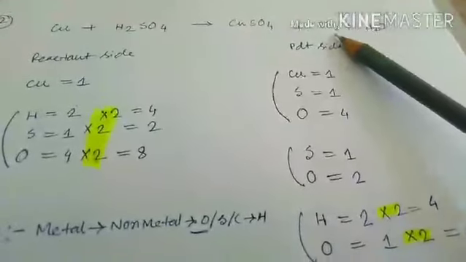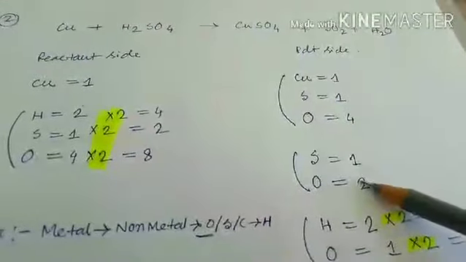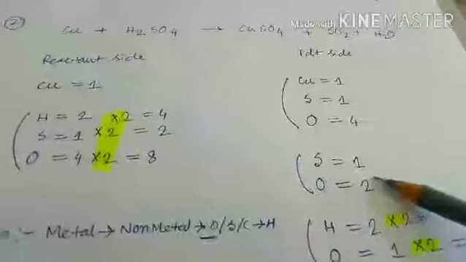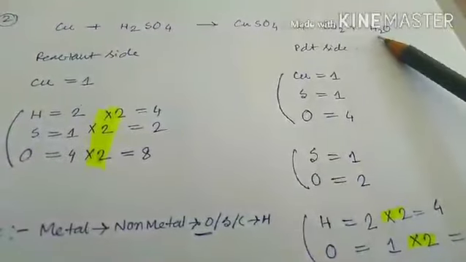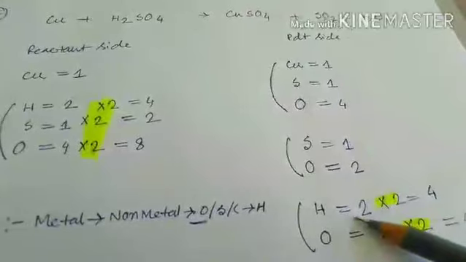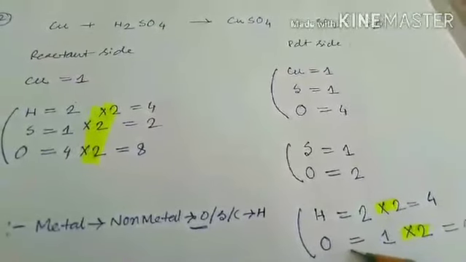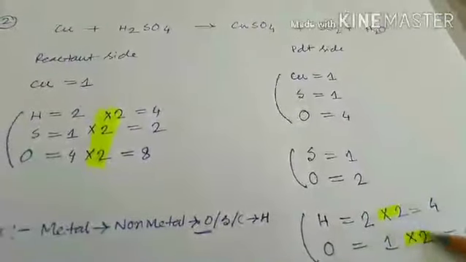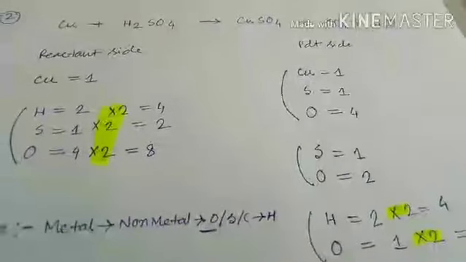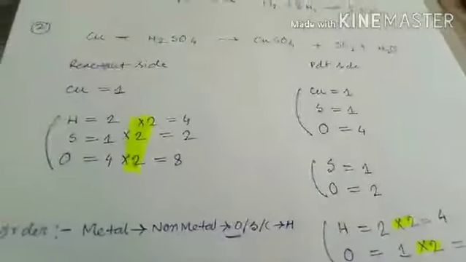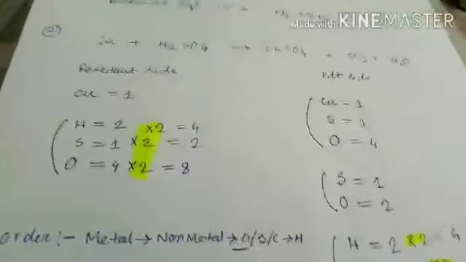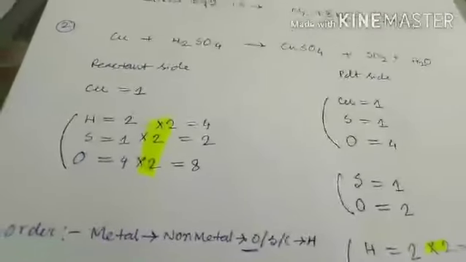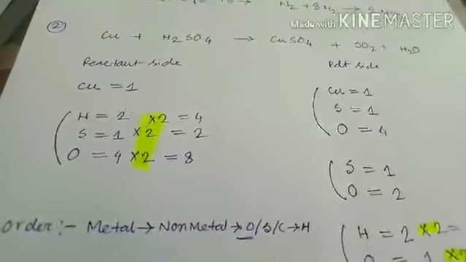And for sulfur dioxide, the number of atoms of sulfur is 1 and oxygen is 2. But in case of H2O, the number of atoms of hydrogen is 2 and oxygen is 1. So don't bother about the multiplication factor right now. Okay, so we have written the reactant side and the product side as well.